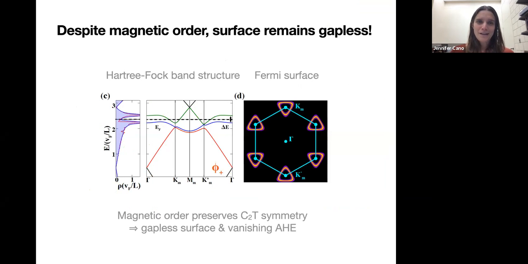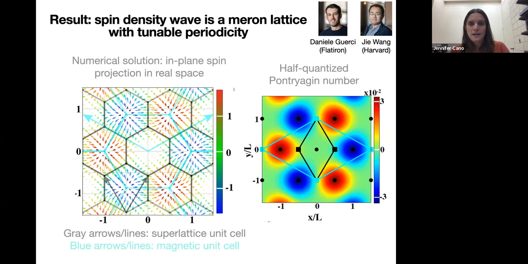Now, in the beginning, I kind of motivated this by saying that we might want to realize spontaneous symmetry breaking on the surface of the TI so we could realize quantum anomalous Hall, but that doesn't happen here, because actually this meron order preserves C2T symmetry. So let me say what that means. That's the product of time reversal and a twofold rotation.